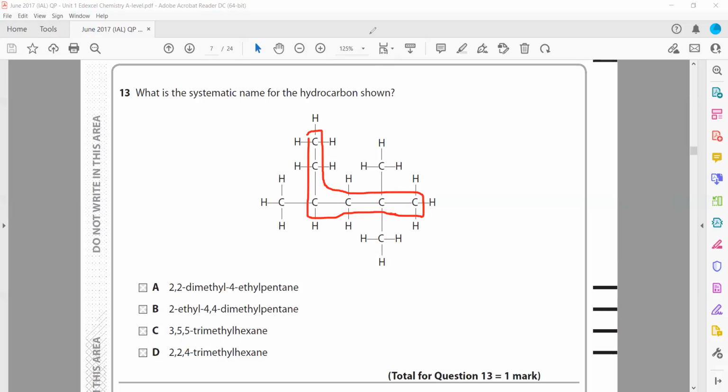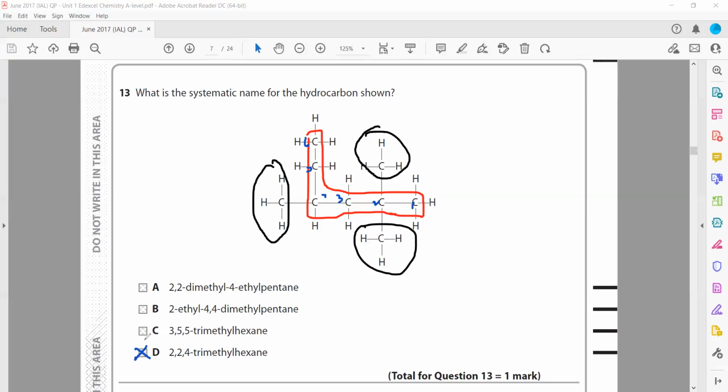Then numbering should start from the nearest branch. If I number from here 1, 2, 3, because these are the branches, numbering should start from the nearest branch. So I should start numbering from here 1, 2, 3, 4, 5, 6. So at the second position and fourth position we have branches. So it is 2, 2 and 4. There are 3 identical branches, that's why we call it trimethyl, and 6 carbon atoms, so it is hexane. So D is the right answer for this.